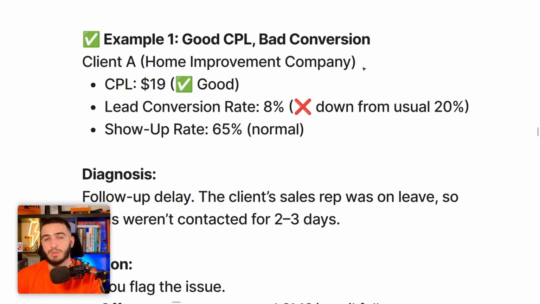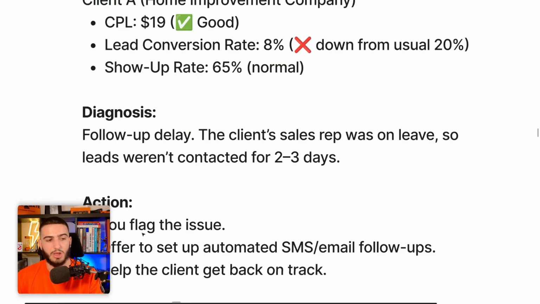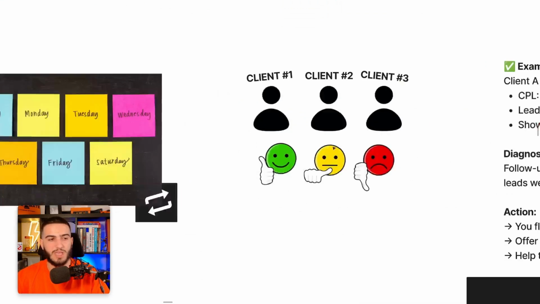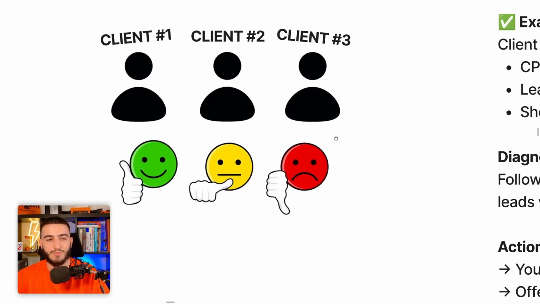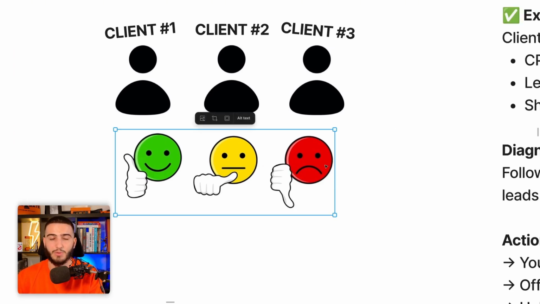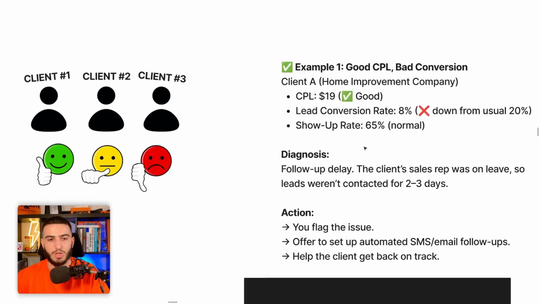And then from this, you can obviously have action items such as messaging the client, offering to set up, I don't know, automated follow-ups or whatever it is, and help the clients get this number back up. And because we're doing this on a week by week basis, we are getting a really, really good understanding of who's performing really well on a weekly basis, who's performing all right and might need potential assistance, and then who's performing bad, which is basically people that are at risk of churn. So that's the first example.